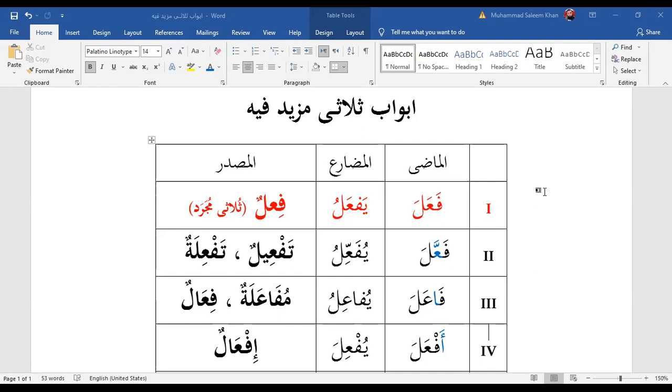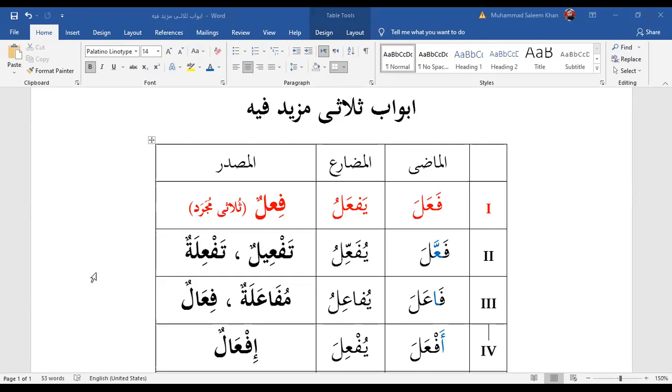Any ideas? Do you remember anything? Four abwab we have learned. No, I'm talking about the three root letters. Nasara, Daraba, Fataha, Samia. Again. Nasara, Daraba, Fataha, Samia.